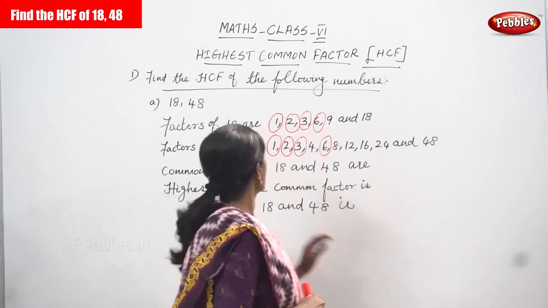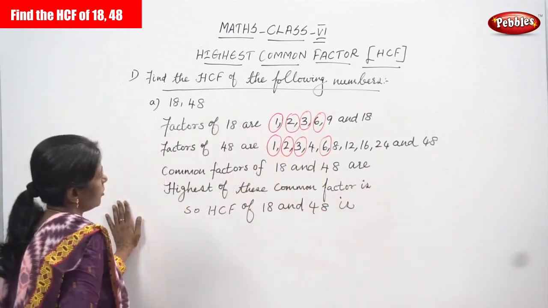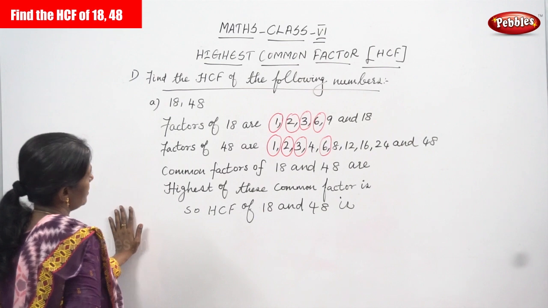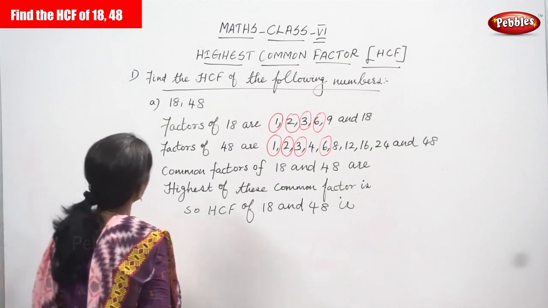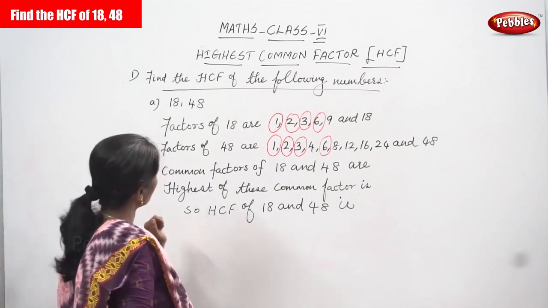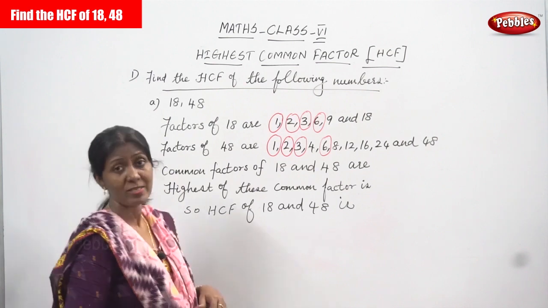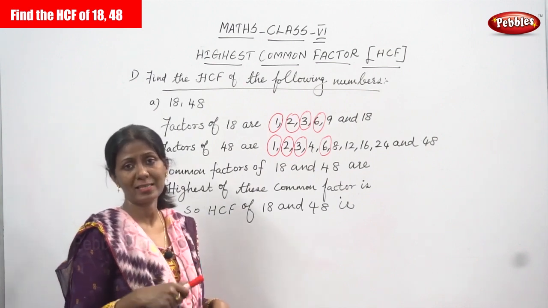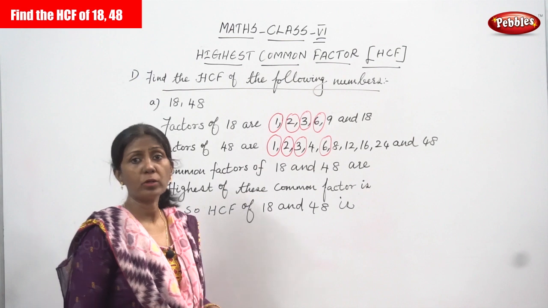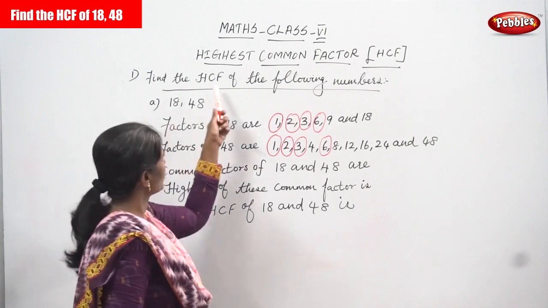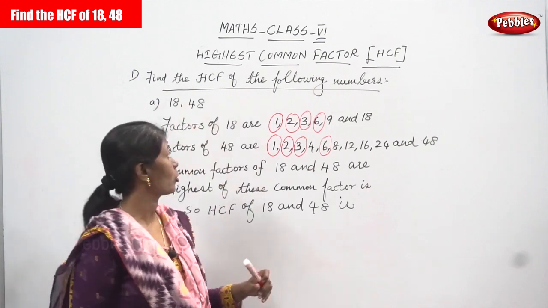Now we are going to find the HCF of the following numbers, 18 and 48. So the first question is 18, 48. First we have to find out the HCF. I've told you HCF is nothing but highest common factor or greatest common divisor, both are the same. So we have to find the HCF of these numbers, that is 18 and 48.